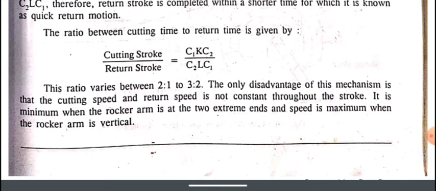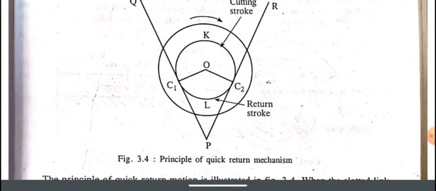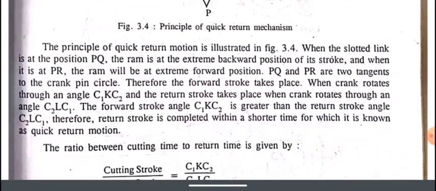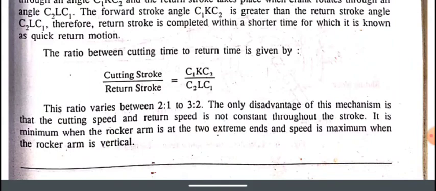Here the cutting ratio is given, the cutting stroke to return stroke ratio. C1 K C2 is the forward stroke, and C1 L C2 is the return stroke. By this you get the cutting stroke to return stroke ratio, which varies from 2:1 to 3:2.